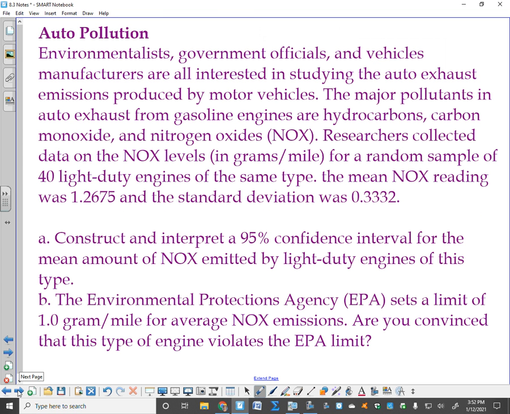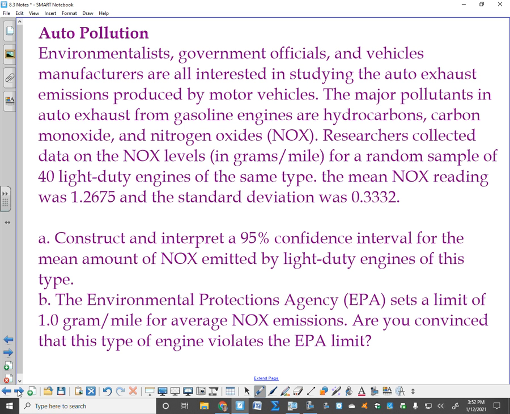All right. So now we dive in. We have 2 full FRQs here. We've got one on auto pollution, and the next one is on video screen tension. And we're going to do these things from start to finish, okay?